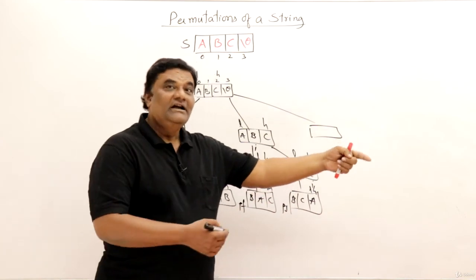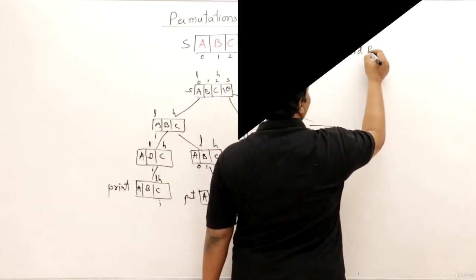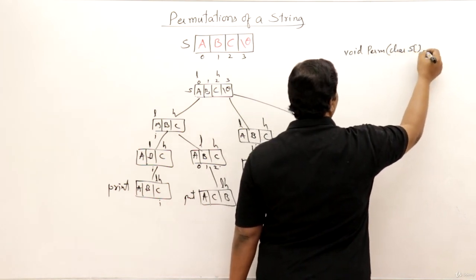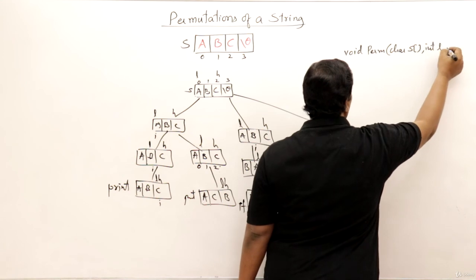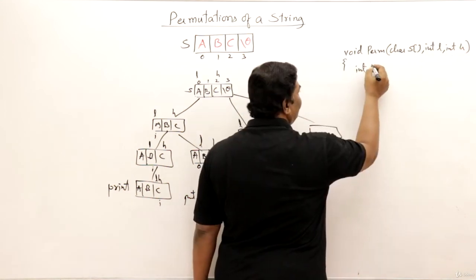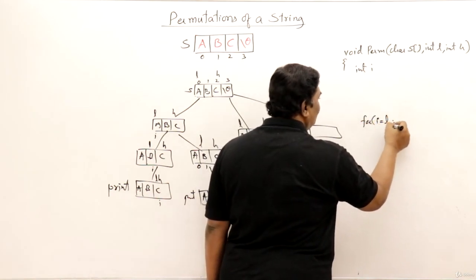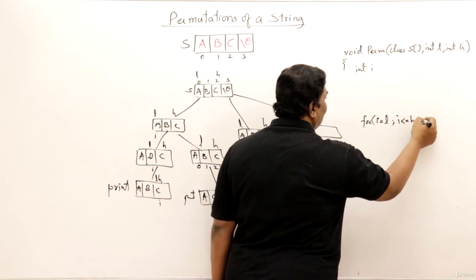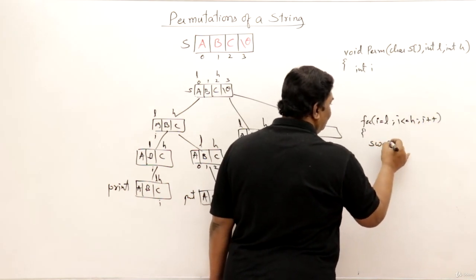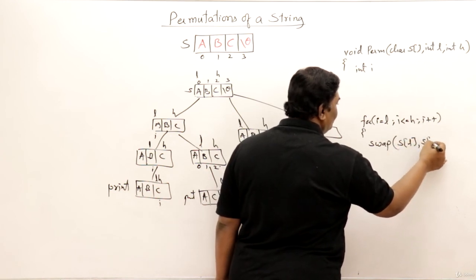I will write down the procedure. Then you look at the tree once again. Void, I will call the function name as PERM, and it should take a string and it should take low as well as high. Next, I need a variable. Then here I will write a for loop for scanning I from low. I is less than or equal to high, I plus plus. Then inside this, swap the string from low to I.